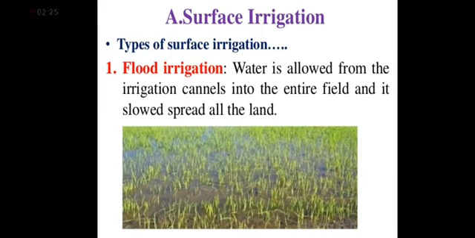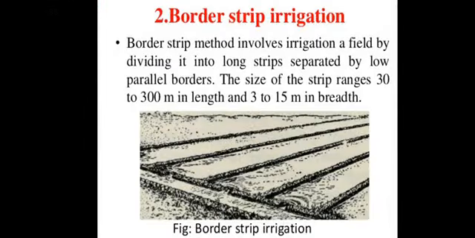As we can see in the picture, there is a crop sown and the water is flooded in the entire field. That is flood irrigation. Next is border or strip irrigation. Here in the field we make a border in the exterior layer and the water for the irrigation is flooded through the border and it reaches the field till the corners and the centers.